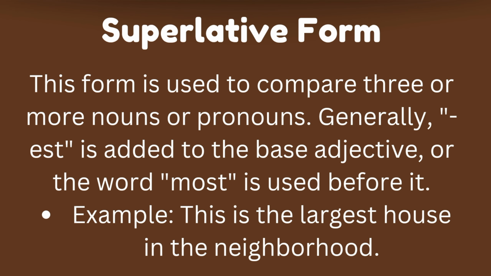The third form, which is superlative form, is used to compare three or more nouns or pronouns. Generally, est is added to the base adjective or the word most is used before it. For example, this is the largest house in the neighborhood.